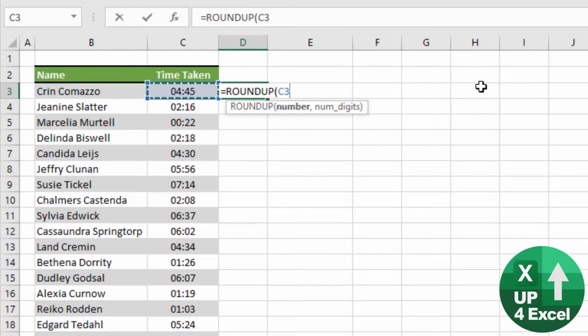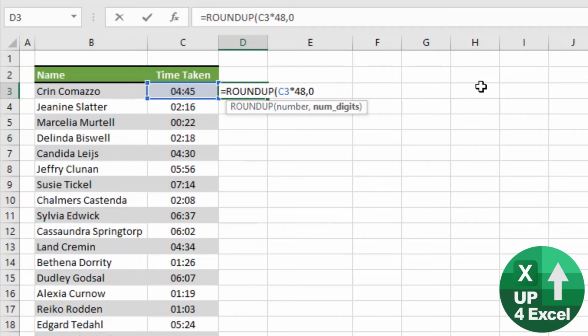Choose the number we want to round up, which is the time, right? And what we're actually going to do, unusually, is multiply it by 48 and then round it to no decimal places, because rounding to the nearest 48th of a day directly is exceptionally difficult and can't be done with the ROUNDUP formula. I mean, there are other ways to do it, but it can't be done this way.